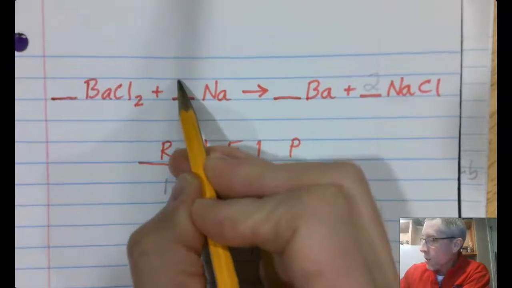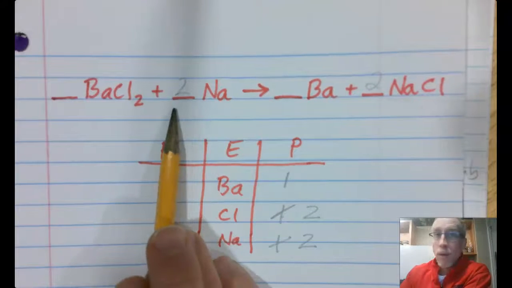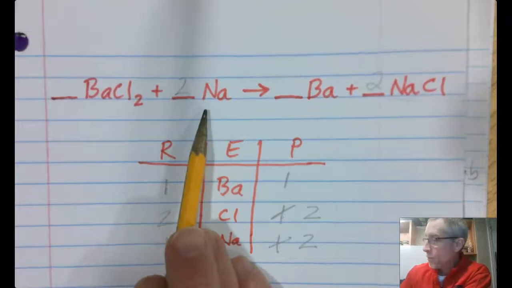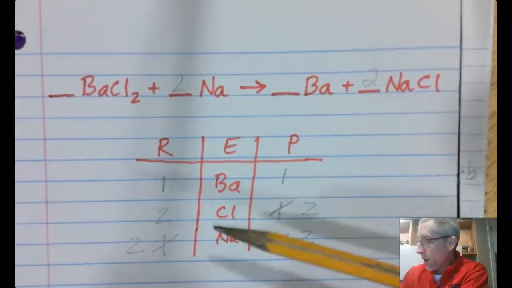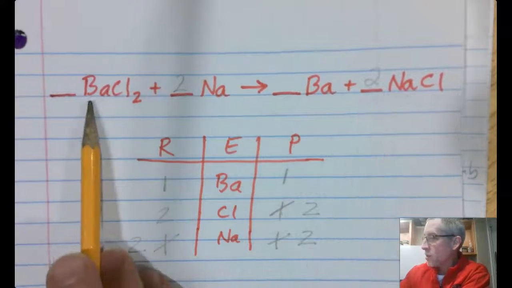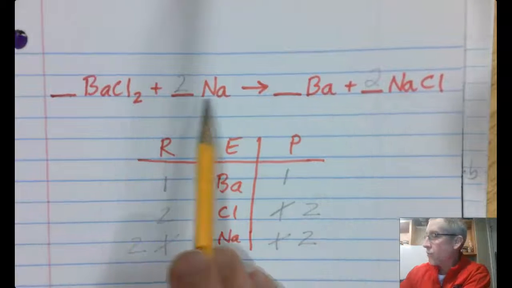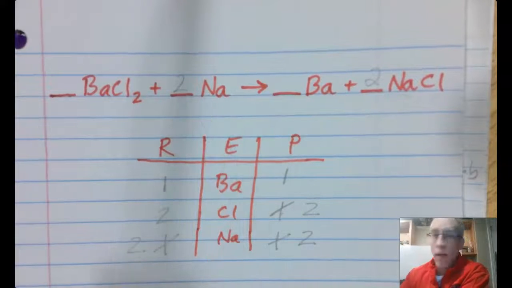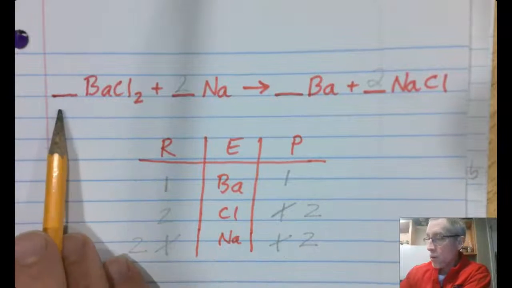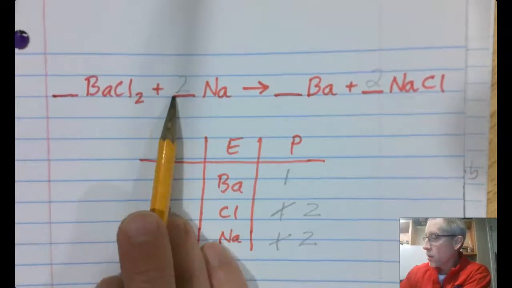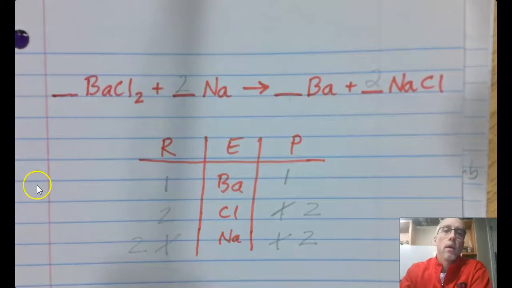Because I can put a coefficient of 2 on the reactant side in front of sodium, and see how it doesn't affect anything else? That has the effect of doubling that. And now, when I go through and recheck everything, I still have 1 barium on both sides. I now have 2 chlorines on both sides, and I have 2 sodiums on both sides. So that makes it balanced. I didn't write it, and I would never write a 1 in, but on your answer, you would include a 1, and then a 2, and then a 1, and then a 2. Okay? And that would make it a balanced chemical equation.